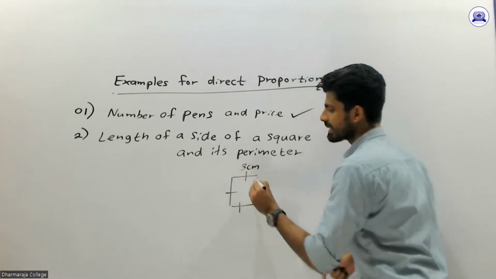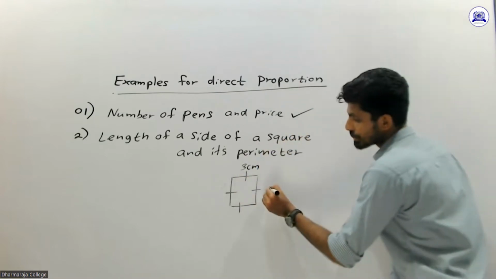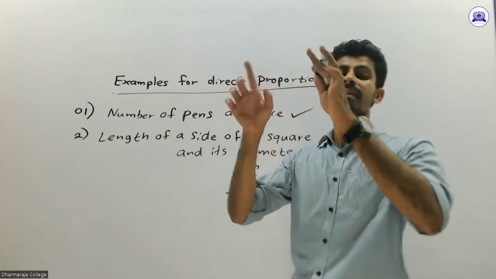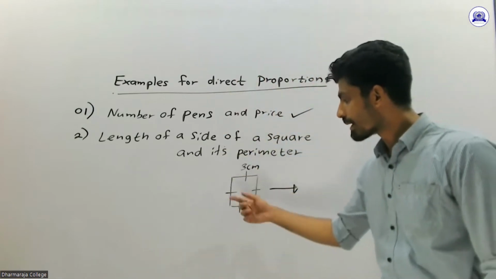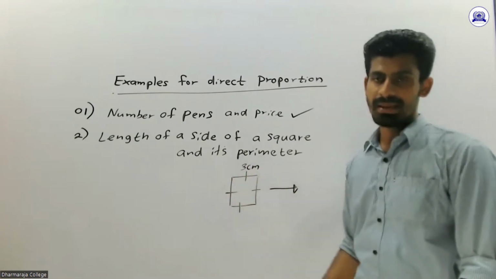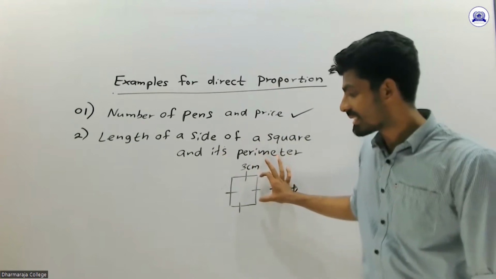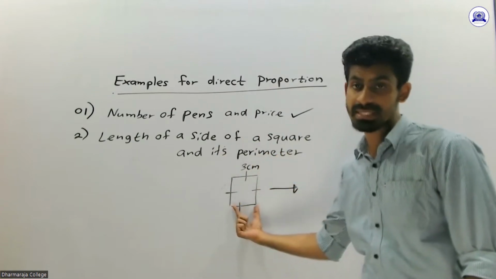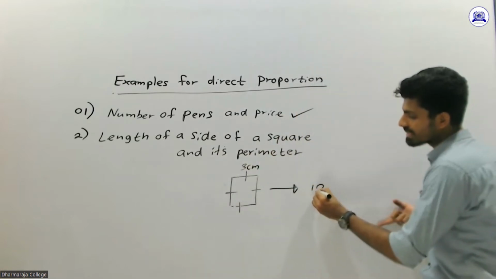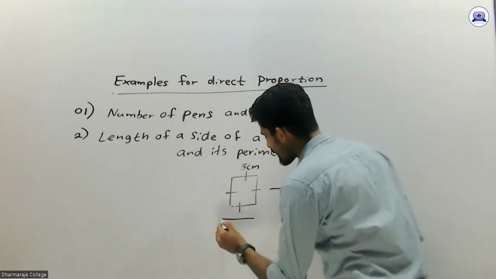Consider one side equals 3 centimeters. So what about the perimeter, my dear students? Perimeter means the outer boundary value. That means 3 plus 3 plus 3 plus 3. 3 plus 3, 6 centimeters. 6 plus 3, 9 centimeters. 9 plus 3, 12 centimeters. So the perimeter is 12 centimeters.